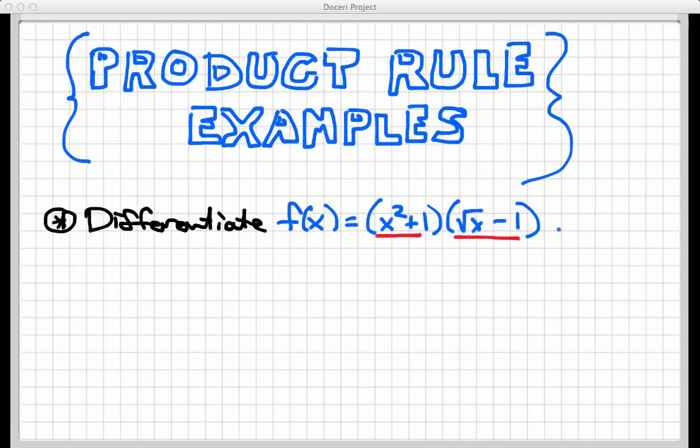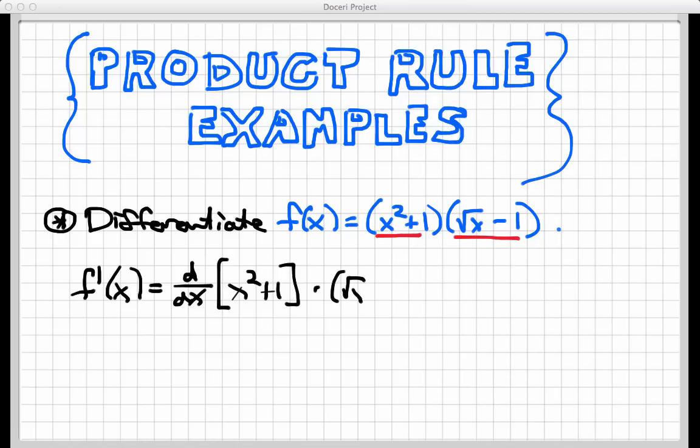So in the language of the product rule, we have two functions that are multiplied together. We'll just call them the first one and the second one. And the product rule itself tells us that the derivative of the function is the derivative of the first function, which I'll denote using my d over dx notation, the derivative of x squared plus 1, times the second function, kind of just left alone, plus the first function times the derivative of the second function, which I'll again denote using my d over dx notation, so radical x minus 1.